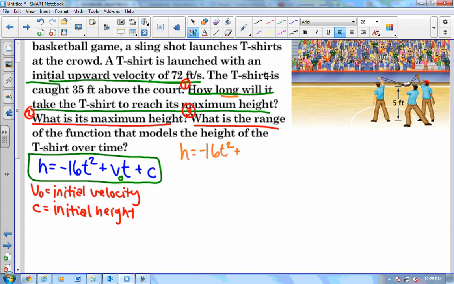Okay? Do we know the initial velocity? What is the initial velocity? 72. And you don't have to put the feet per second. Plus C. C is the initial height. Ditto, what's the initial height? Oh, this is a trick question. It's kind of mean for me to pick on one person. Turn to your neighbor and discuss what is the initial height. And it's tricky, so be careful.